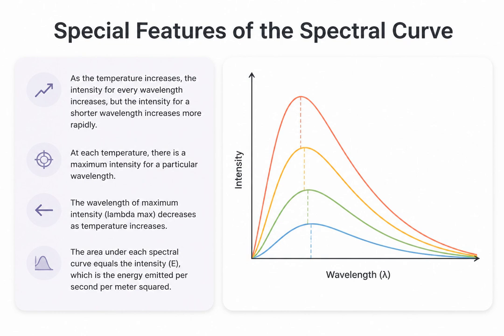Second, for any given temperature, there is one specific wavelength that has the absolute maximum intensity. Third, and very importantly, as the temperature goes up, this peak wavelength shifts to the left, meaning it decreases. Finally, the total area under any of these curves represents the total power emitted per square meter.